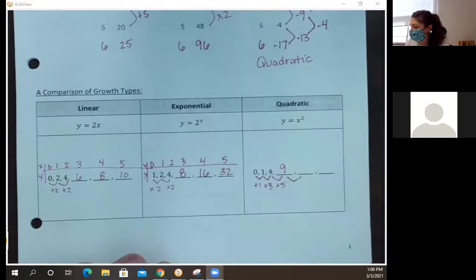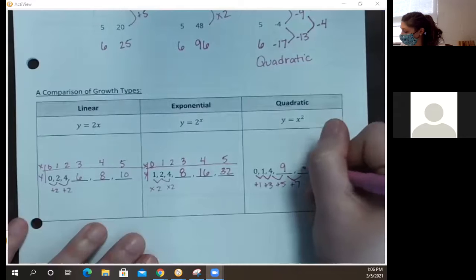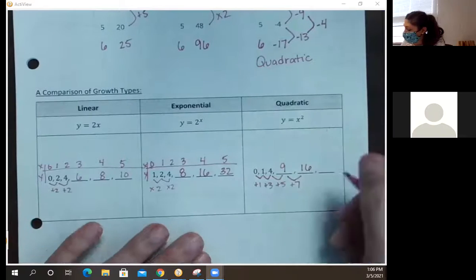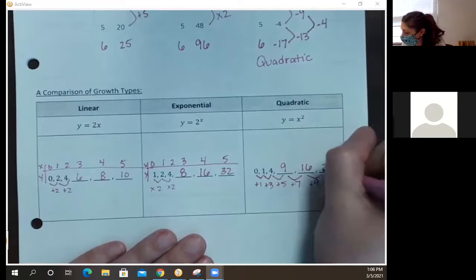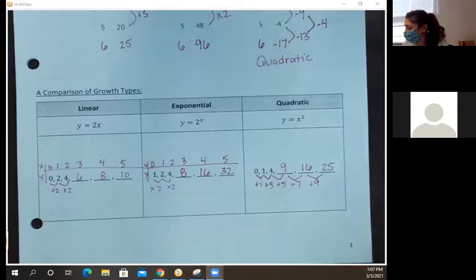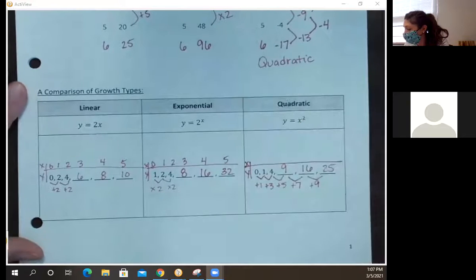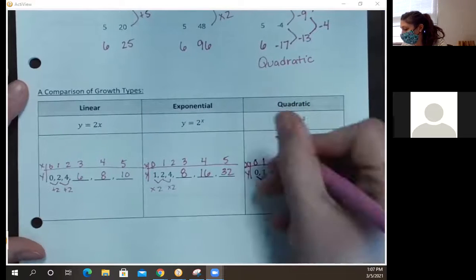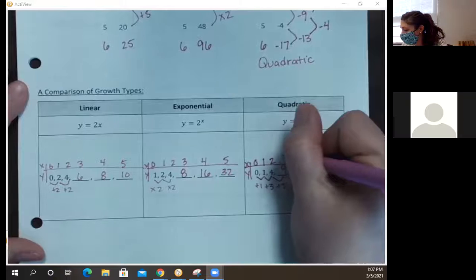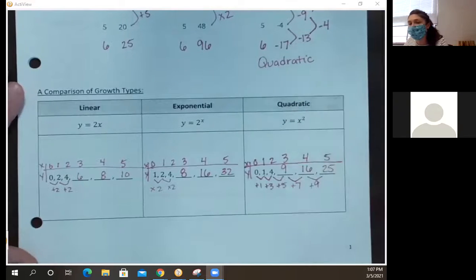Now to get to the next term, I would have to add 7. 9 plus 7 gives me 16. Now for the next term, I would have to add 9. 16 plus 9 gives me 25. The other way that we can think about it, if we treat it like a table of values, an XY table, 0 squared is 0, 1 squared is 1, 2 squared is 4, 3 squared is 9, 4 squared is 16, 5 squared is 25.